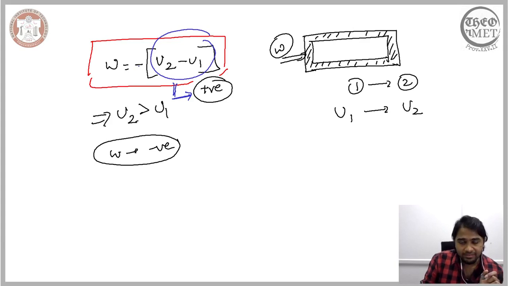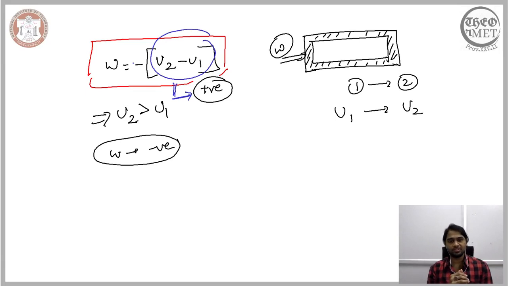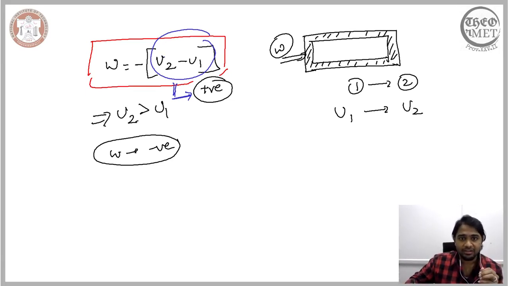But if you ignore the sign here and assume the work to be positive, according to the convention, it would mean that the work is done by the system. However, it is not the case here. So this negative sign helps us understand the context of our system, that is, the work is done on the system, even though there is an increase in internal energy of the system. So the way we relate work and the internal energy is through this expression, and it is not just the difference in the internal energy of the system.